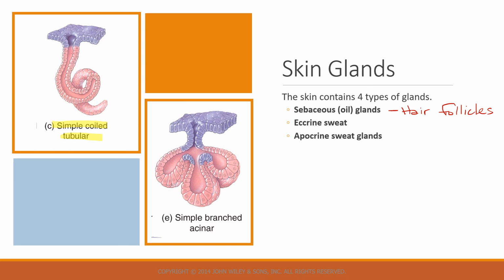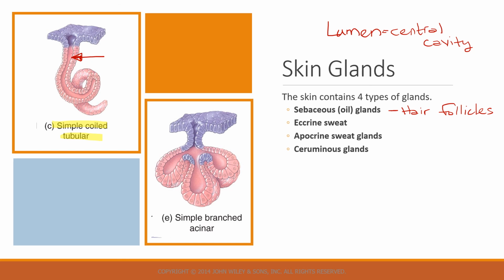Apocrine glands, they are also simple coiled tubular glands, but they do have larger ducts and lumens than eccrine glands. Remember, a lumen is the central cavity of a tube. So the central cavity of a tube, so you're going to have this portion in here is going to be the lumen.